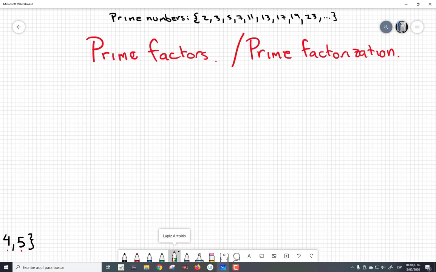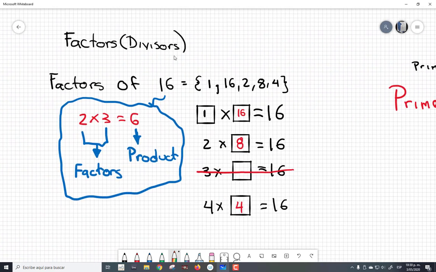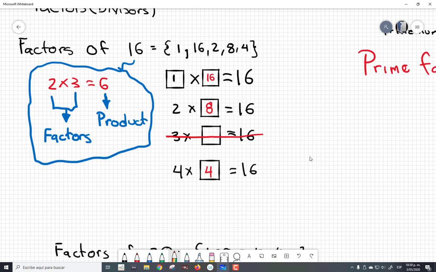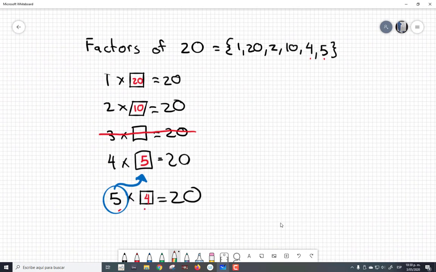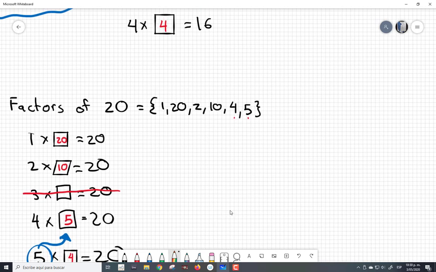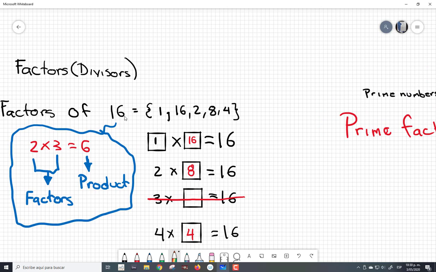So in the previous video we learned how to find the factors of any natural number with a really simple and straightforward process. And we did it with the number 16 and with the number 20. So for this occasion we are going to use the same examples. So remember, the list of the factors of 16 is 1, 16, 2, 8, and 4.